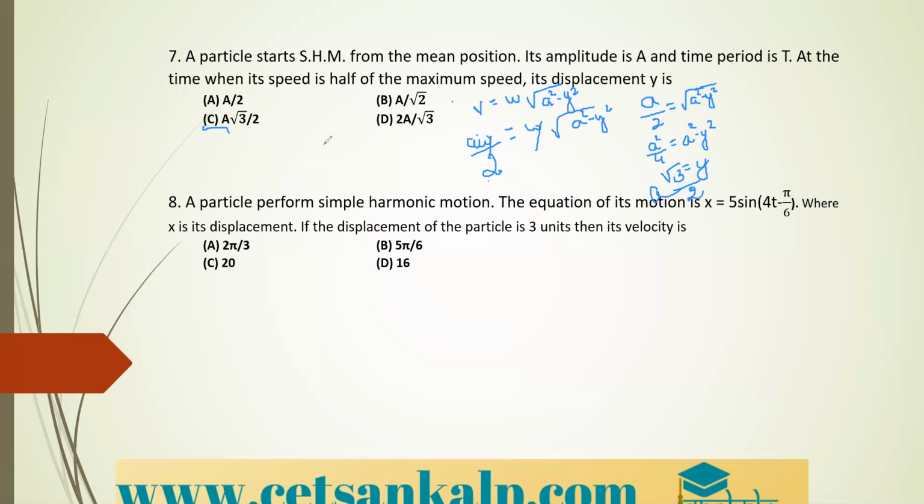Next question. A particle performs a simple harmonic motion. The equation of its motion is x is equal to 5 sine of 4t minus pi by 6, where x is its displacement. If the displacement of the particle is 3 units, then its velocity is? See here, a particle is performing simple harmonic motion, and the equation is given, where x is the displacement. If the displacement is 3 units, then its velocity is what?